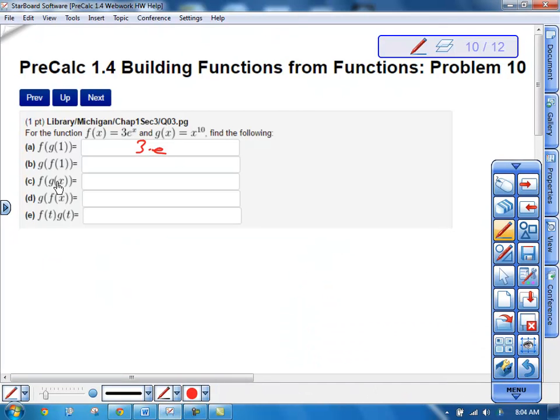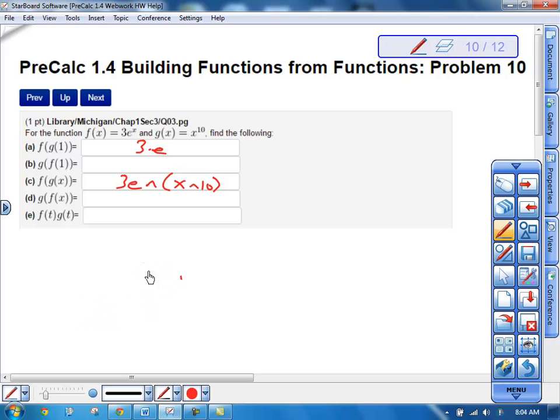All right, next one we just want to take g of x and plug it into f of x. So g of x is x to the 10th, so put that in parentheses and then plug it right in for the exponent spot of f of x right there. So that's what you're entering in right here, 3e caret parenthesis x caret 10.